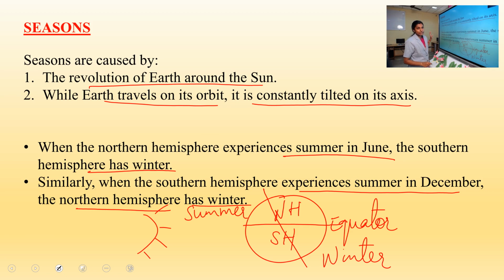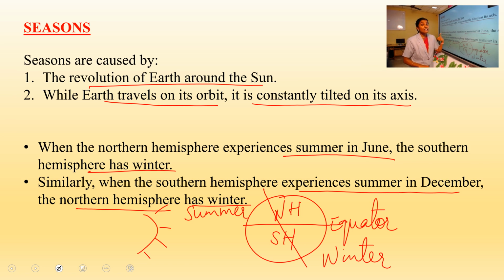So seasons, 2 reasons are there: because of the revolution of the earth around the sun, and while the earth travels on its orbit, it is constantly tilted on its axis. It doesn't become straight. The earth is tilted. Throughout the year, as it is moving continuously, the earth is tilted, rotating on its axis as well as revolving around the sun. Then, when the northern hemisphere experiences summer in June, the southern hemisphere has winter.